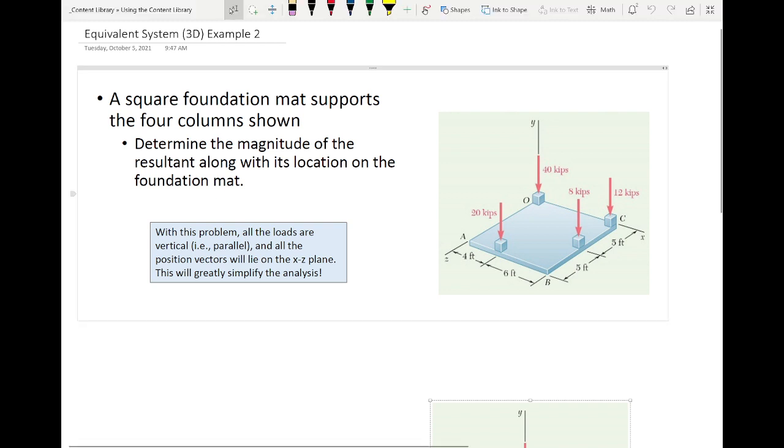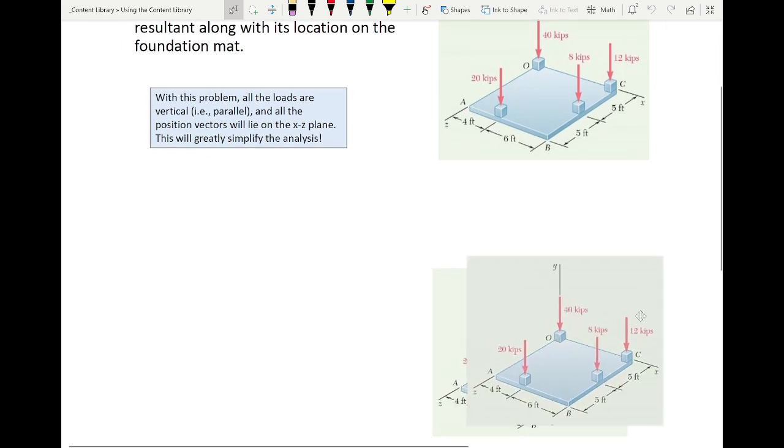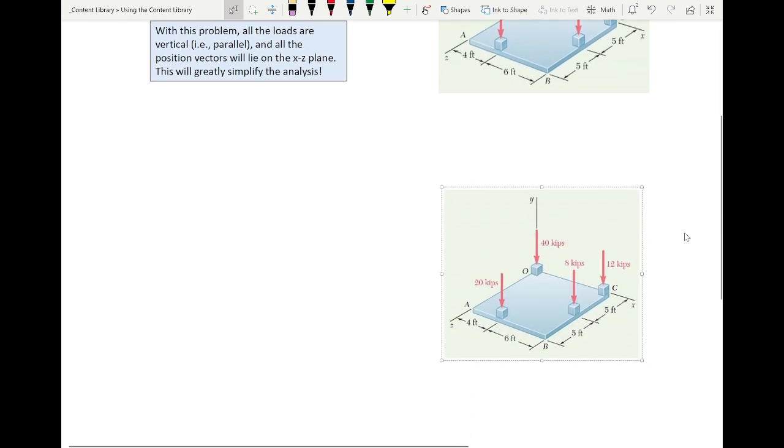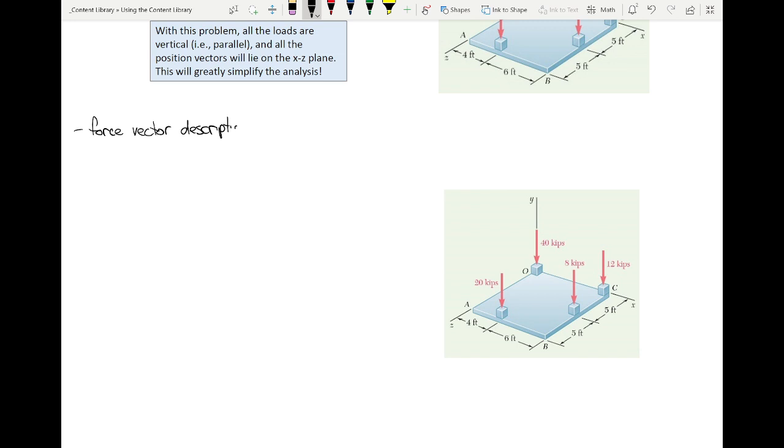All right, so give me 1 second. I was lazy. I copied the problem again. So, force vector description. And maybe what I'll do is I'll say in kips. Remember, 1 kip is 1,000 pounds. Let me make this a little bigger.